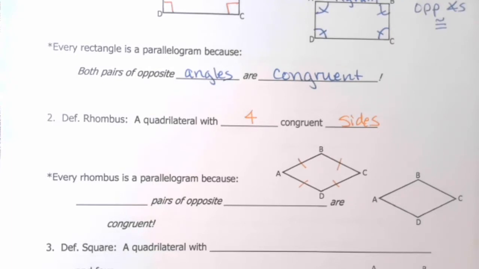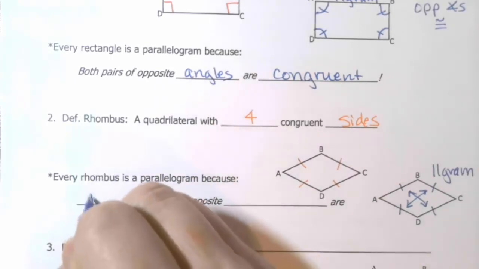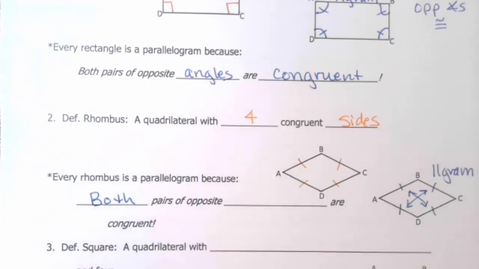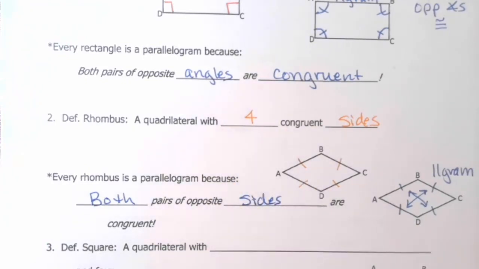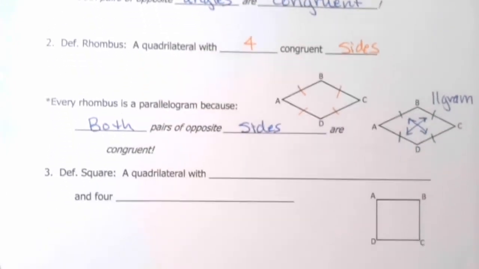Now, we have a theorem for parallelograms that says if opposite sides are congruent, then it's a parallelogram. So every rhombus is a parallelogram because in a rhombus, both pairs of opposite sides are congruent, which makes every rhombus a parallelogram, and you can use all your parallelogram theorems with a rhombus.